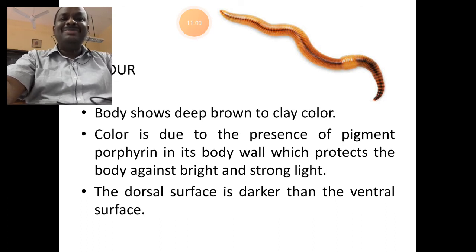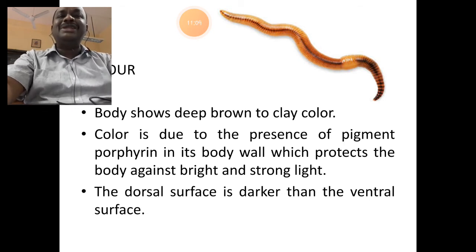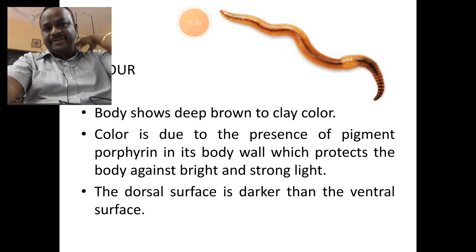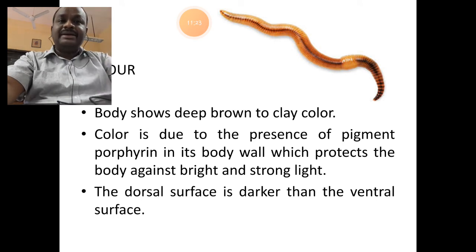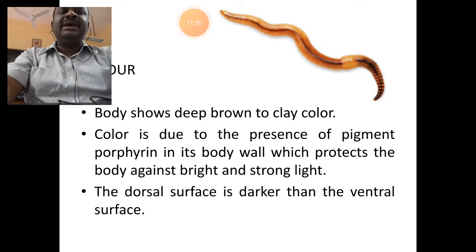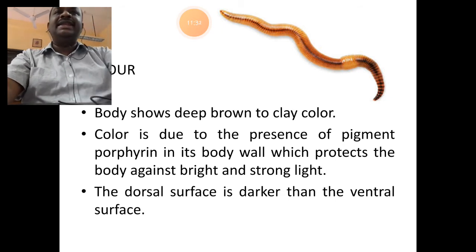Students, remember, the organism has a body color which is a brown to clay variation, and it is due to a pigment present in their body wall called porphyrin. It is a protective pigment against strong and bright light. And the color of the dorsal surface, the upper surface, is much darker compared to the ventral surface, that is the lower surface. So, this is about the importance of the color of the body in earthworm.